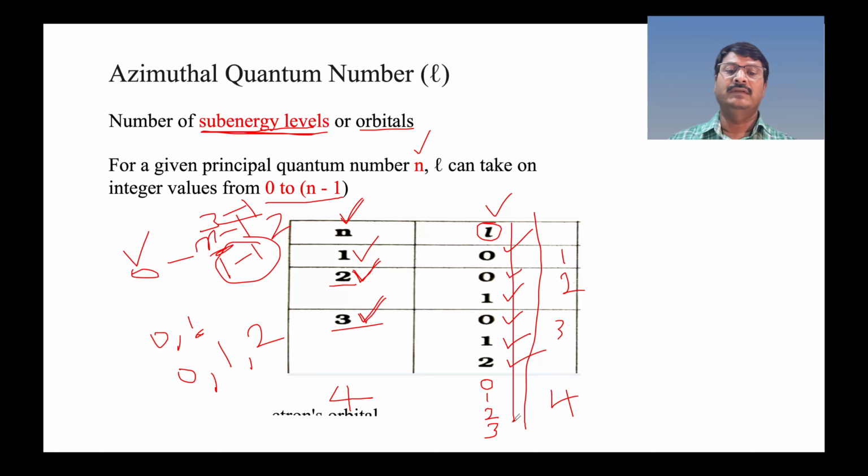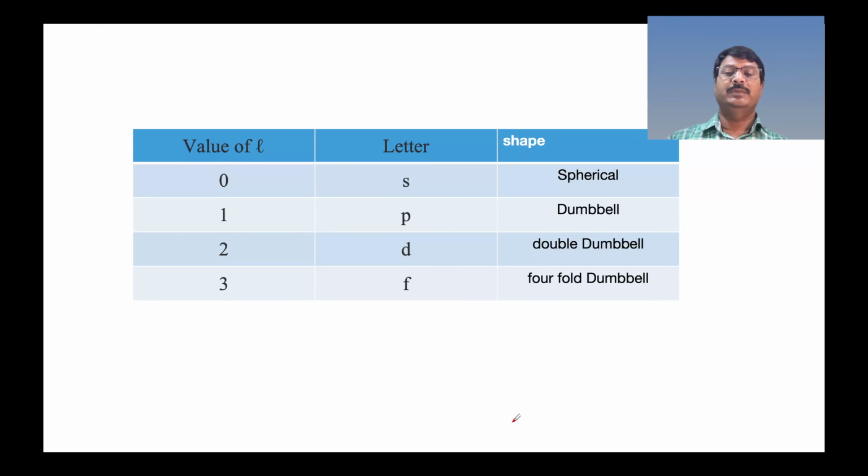According to this L value, we will get the shape of the orbital also. When you come to the shape of the orbital, what is the s orbital? If L is equal to 0, that is called s orbital. It is spherical in shape. If L is equal to 1, p orbital, dumbbell shape. If L is equal to 2, d orbital, double dumbbell shape. If L is equal to 3, f orbital, fourfold double dumbbell shape. So like that, according to the L value, we get the shape of the orbital.